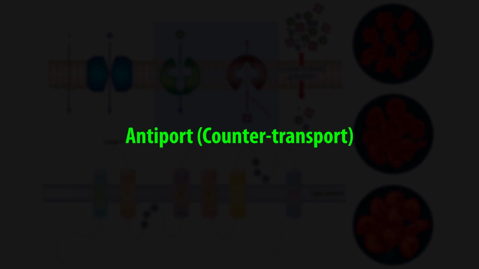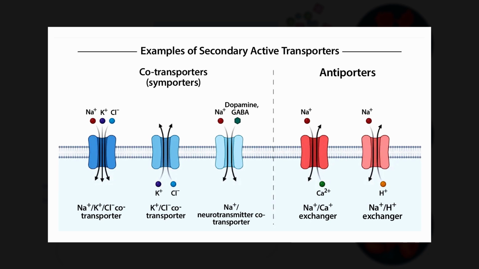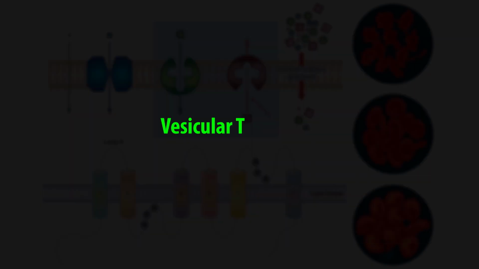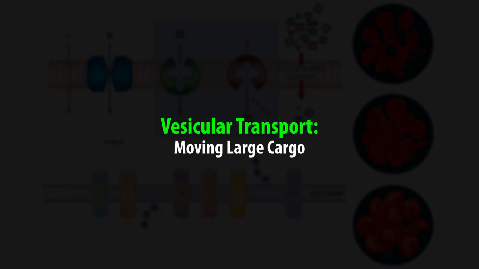Second one is the antiport, or the counter-transport. Antiport, on the other hand, involves the movement of 2 molecules in opposite directions. Example is the sodium co-transport of glucose. The third one is the vesicular transport, moving the large cargo.